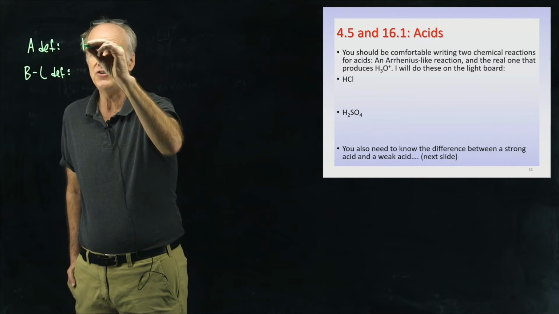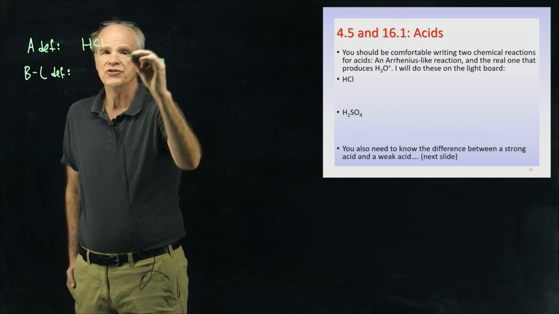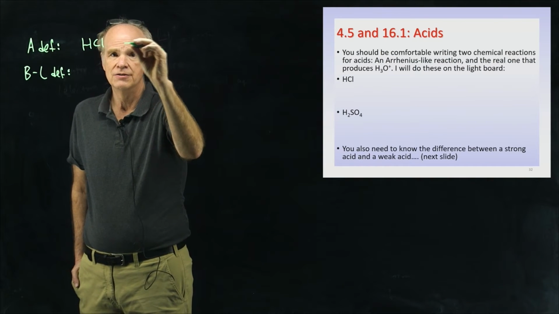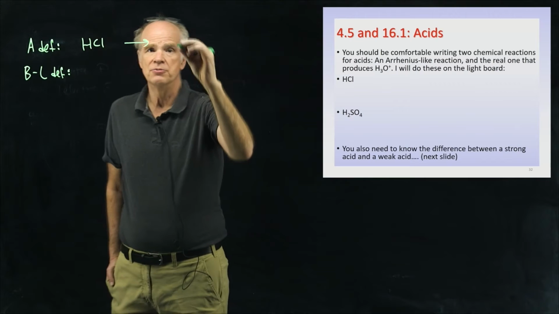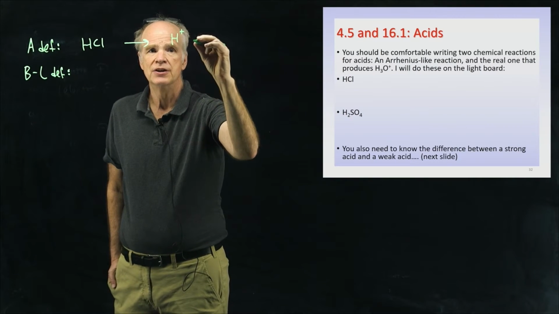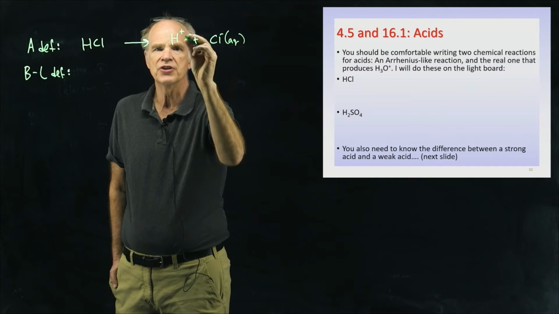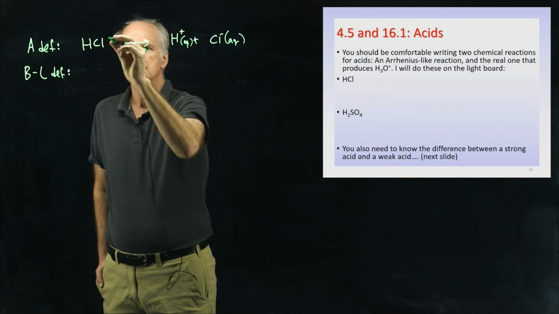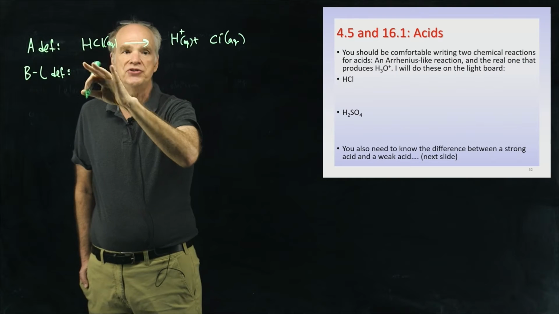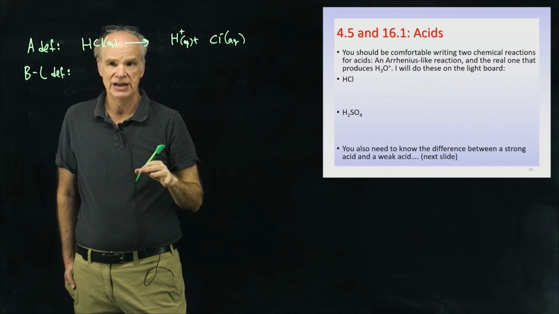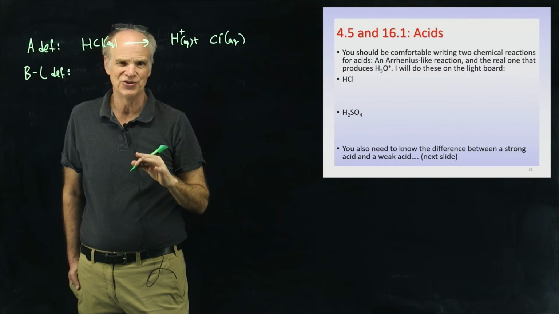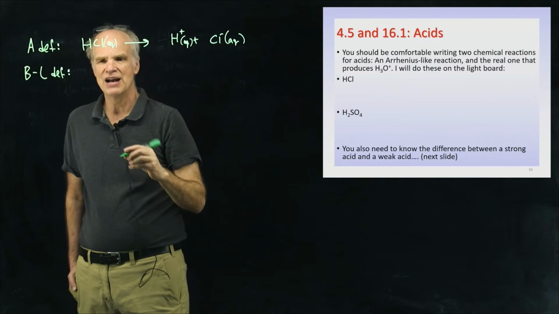So we have HCl here, and we're going to add it to water, and it's going to produce hydrogen ions and chloride ions. We're going to include state symbols like I described before. So this is the Arrhenius definition of an acid. Now let's look at the Bronsted-Lowry definition of the acid.